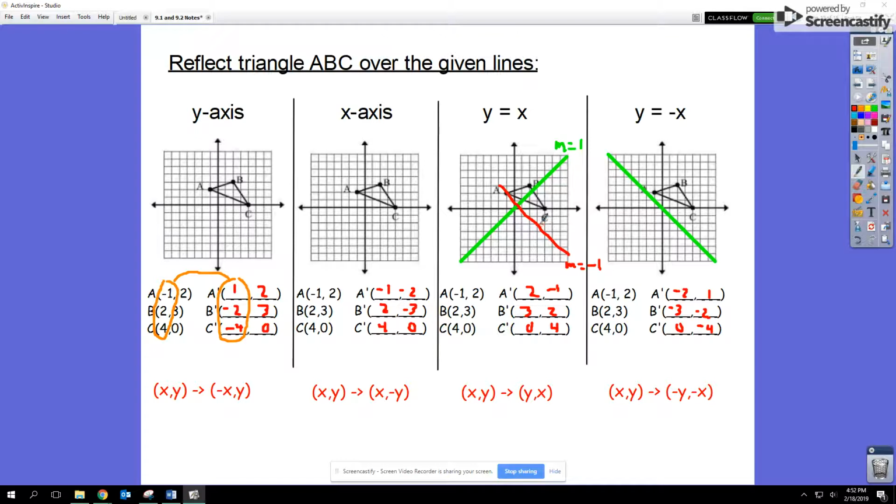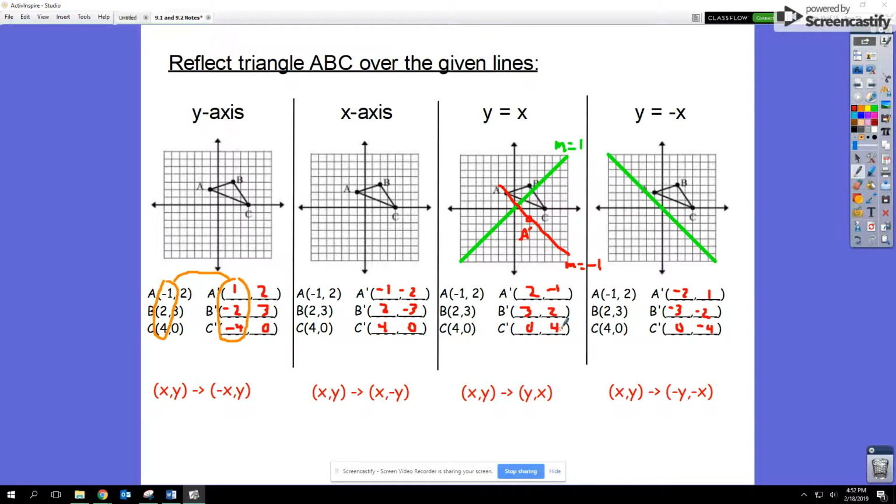And so if we estimate it and eyeball it here, we can see that this point right here, I'm going to darken this, is going to be the location of A prime. And we'll see that that's at 2, -1. Well, 2, -1, if we go back to the original coordinate, all we did is we just switched the x and y's.